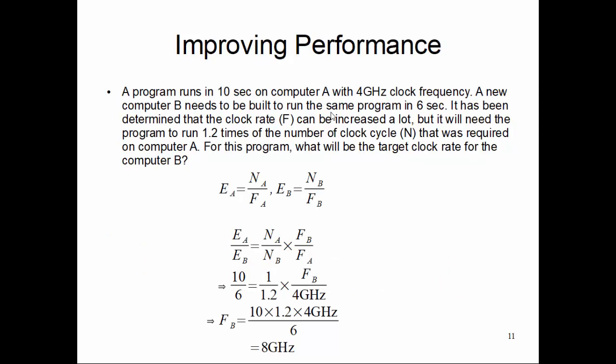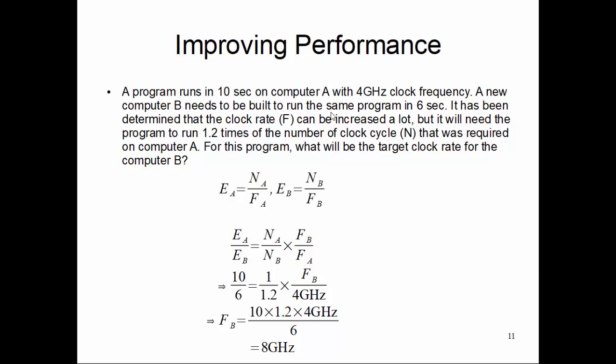Let's take a problem approach again, to see how we compare the improvement. Here's the problem. A program runs in 10 seconds on computer A, which has a 4 GHz clock frequency. A new computer B is to be built to run the same program in 6 seconds. So we have a target execution time. It used to take 10 seconds, now we need to finish in 6 seconds. That's the target being set from the market study and so on. So we need to improve our processor.